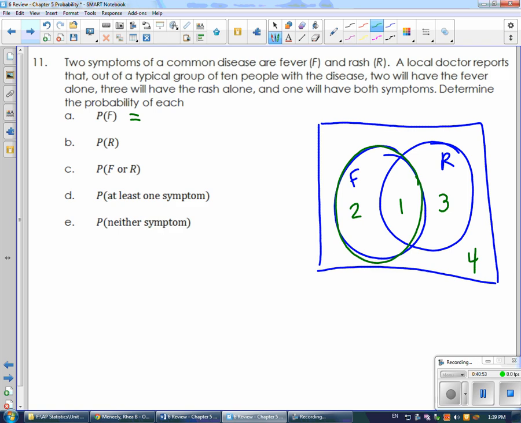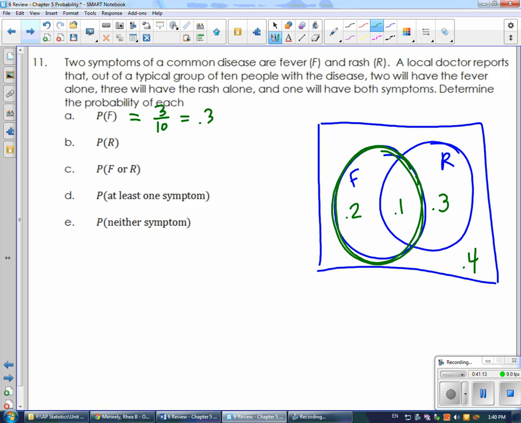So if I'm looking at the fever, there are 3 people out of 10 that had the fever, and that would be 30%. If you want, you can go ahead and just write these. Since 2 out of 10 is 20%, 1 out of 10 is 10%, you can change them to probabilities in the Venn diagram if that's a little bit easier.